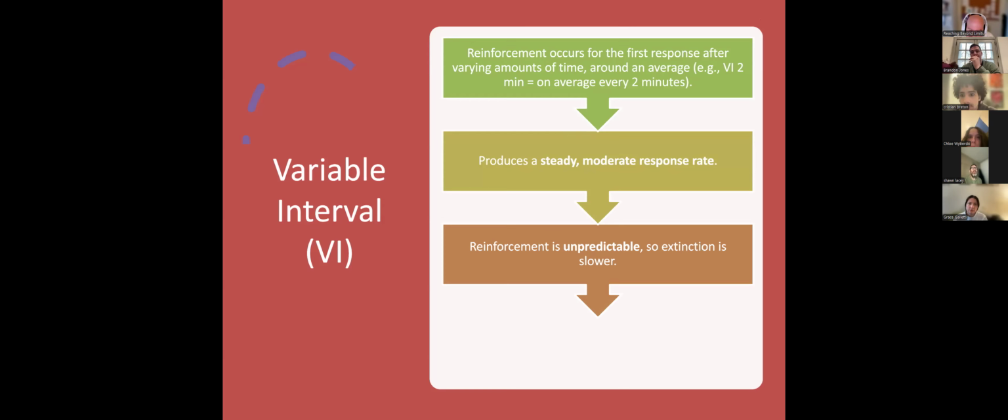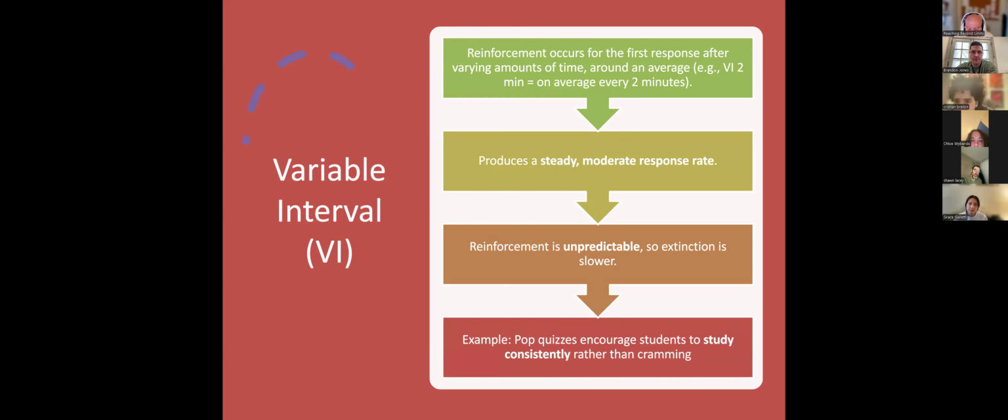On a variable ratio schedule, because reinforcement is unpredictable, extinction is slower. So the variable schedules are much more resistant to extinction strategies. So it helps to maintain a behavior as well. To put skill acquisition on a variable schedule helps ensure that the behavior will maintain over time. And I like this example a real lot, where pop quizzes encourage the student to study consistently rather than cramming.